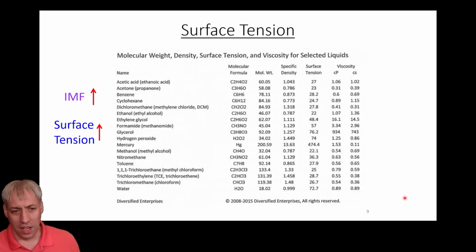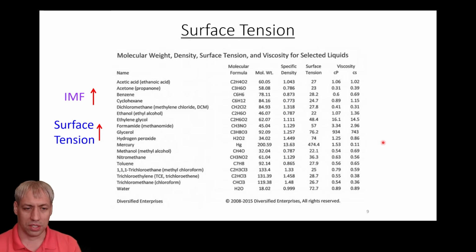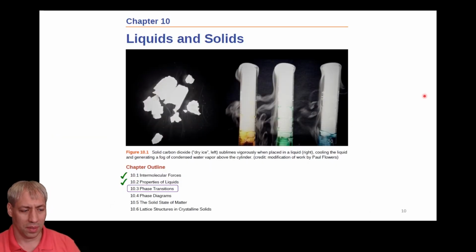Just like with viscosity, you can look up these numbers in a table. In fact, this is a table that shows a bunch of different molecules, a bunch of different molecular formulas, their weight, their density, and then here's surface tension, and then here's viscosity. You can actually look up these values, and again, you have to report them at a particular temperature. But the take-home message is that as intermolecular forces increase, surface tension increases, because they're holding together much stronger at that interface.